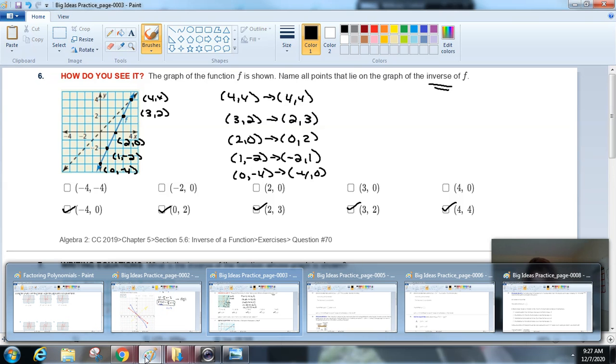Let's go to numbers 5, 6. Number 12 is our next one.